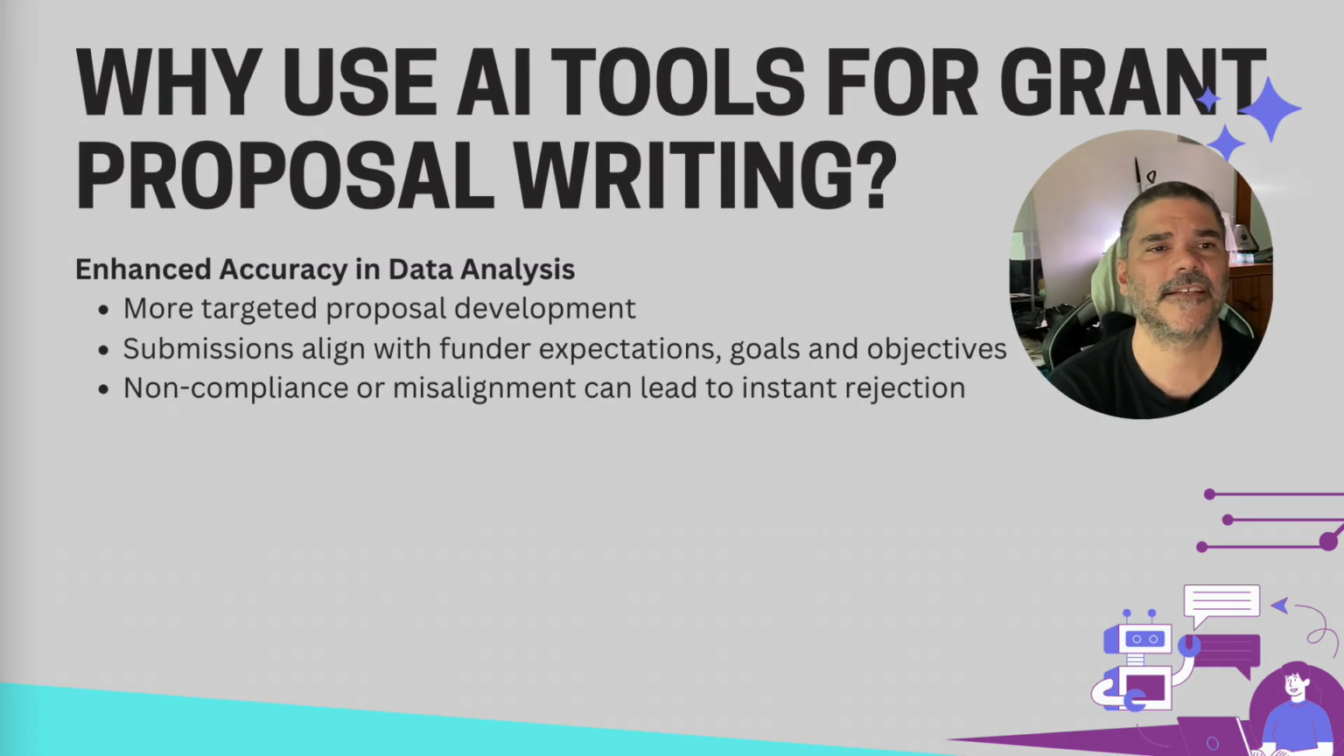The second reason to use AI tools is for enhanced accuracy and data analysis. When you're putting in a proposal, you're using a lot of facts and figures. You are generally uploading a budget and a timeline or project guidelines, and you can use AI tools to help streamline all of this. It allows for more targeted proposal development, and the submissions will align more closely with funder expectations, with the goals, with the objectives. And then it can ensure that non-compliance or misalignment is skipped, so your work won't instantly be rejected.